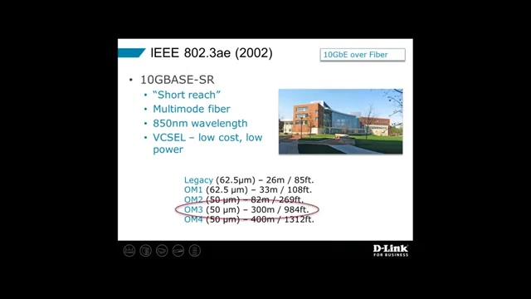So what I've circled here in red is the OM3. That's predominantly what's still being deployed today. It's very low cost, it's easy to deploy, and you can get reasonable distance with 10 gig speeds.